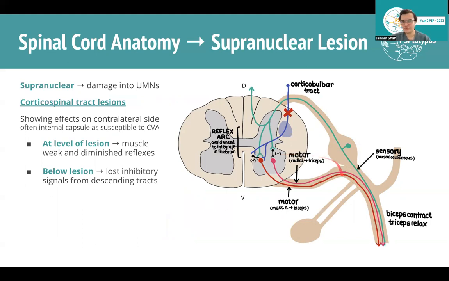Again, I've drawn these diagrams out in quite a bit of detail, but I think these make more sense once you've drawn them yourselves with the help of the lecturer as they take you through each of these topics. But the main thing is that if you have a supranuclear lesion in the corticospinal tract, you have effects on the contralateral side, and it often tends to be in the internal capsule.